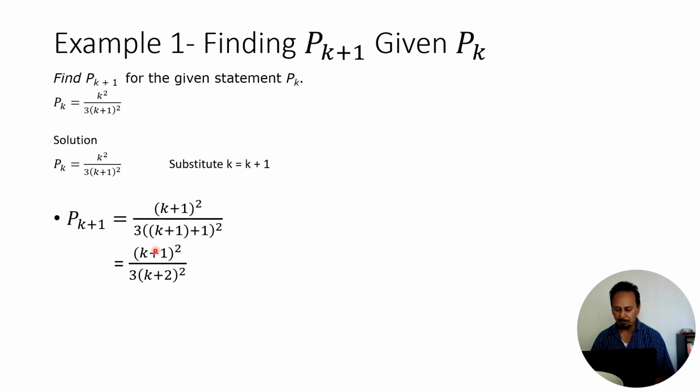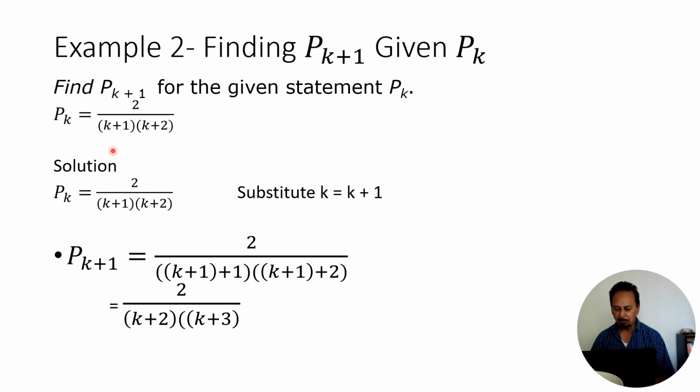So we simplify. k plus 1 squared is k plus 1 squared, 3 stays the same, and 1 plus 1 becomes 2, so it becomes k plus 2 squared. So P sub k plus 1 becomes k plus 1 squared over 3 times k plus 2 squared.